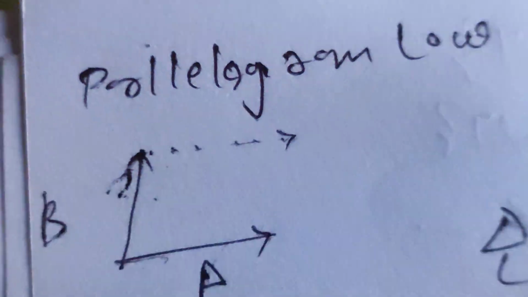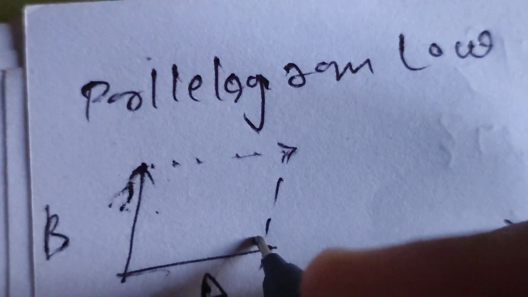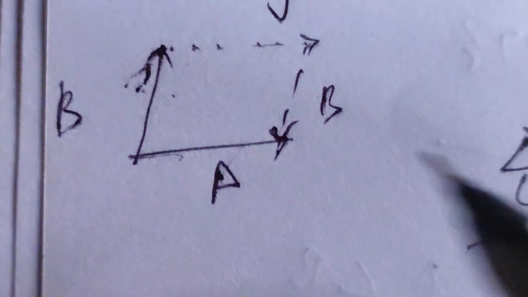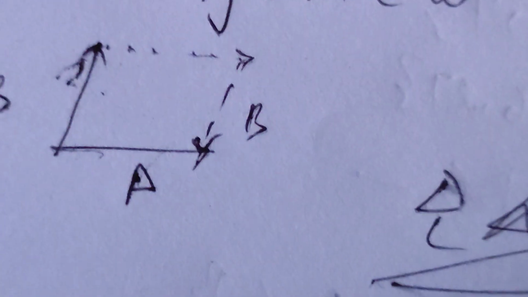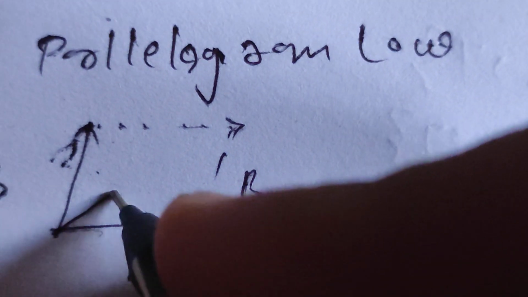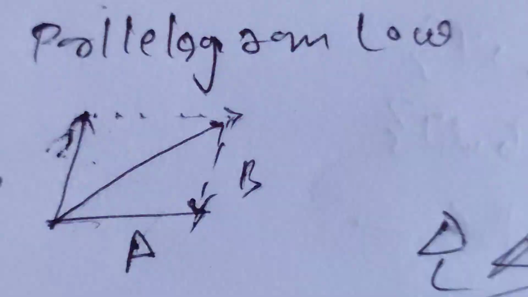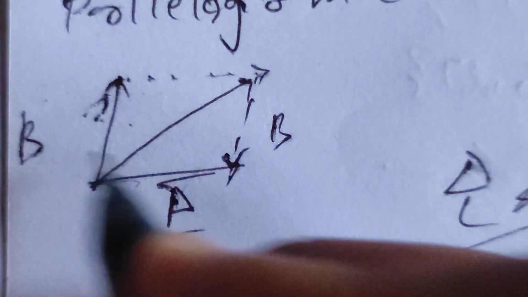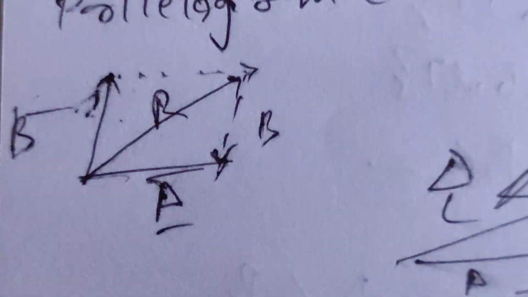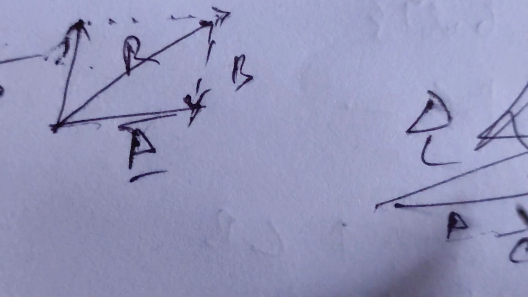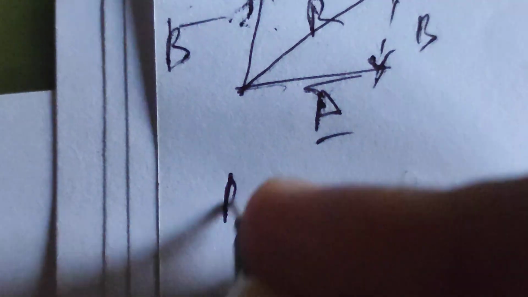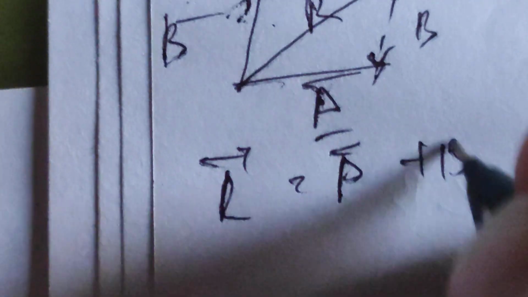Now if we shift this vector B, it becomes this, and now it becomes the parallelogram law. The resultant vector of the parallelogram is the diagonal of the parallelogram. Say this is A, this is B, the resultant vector R is the diagonal. Like in the triangle law, the resultant vector R is vector A plus vector B.